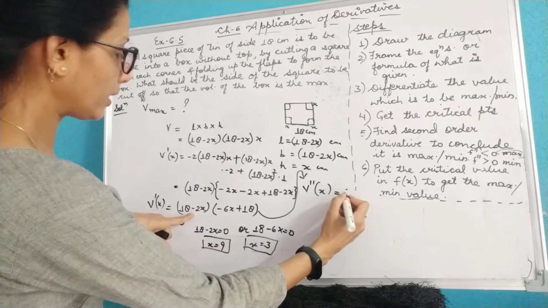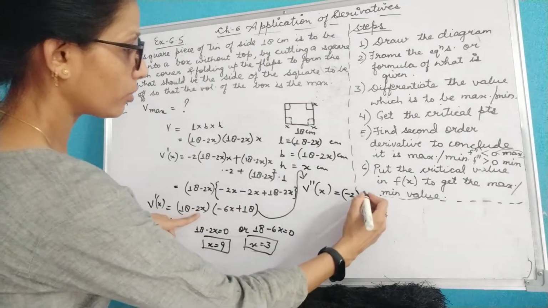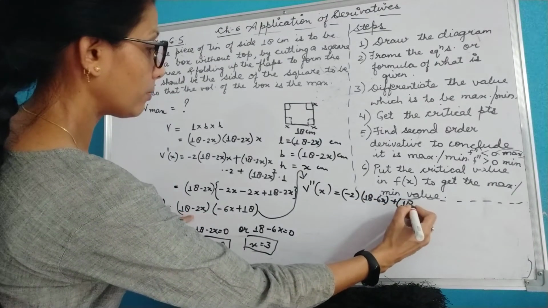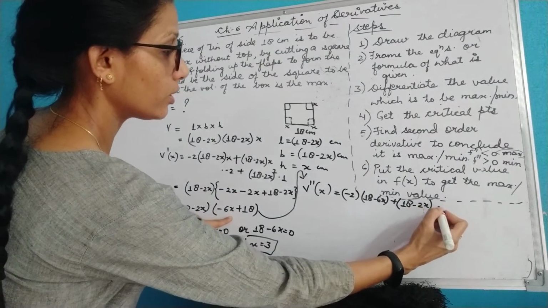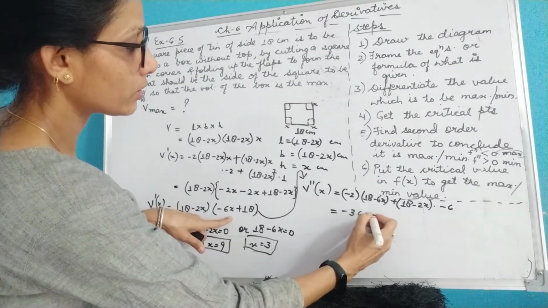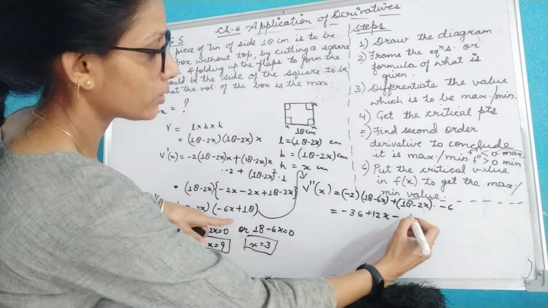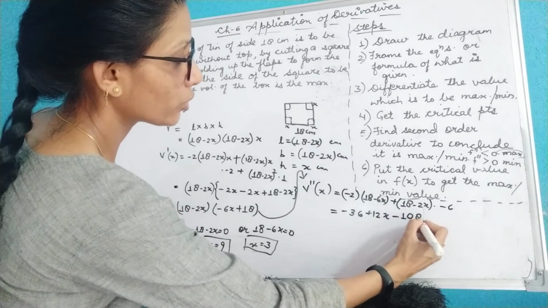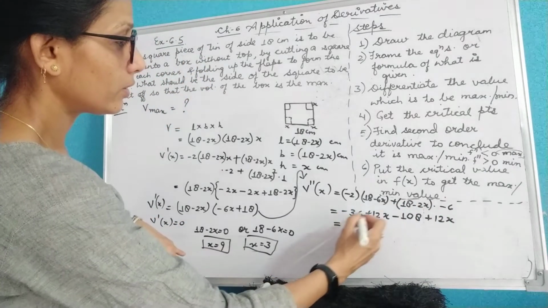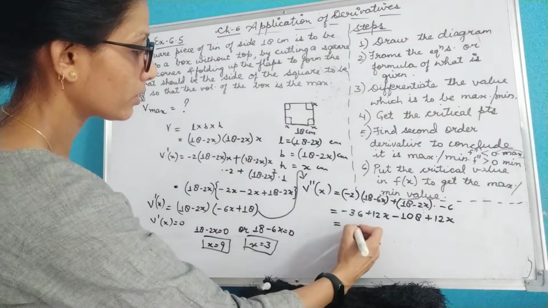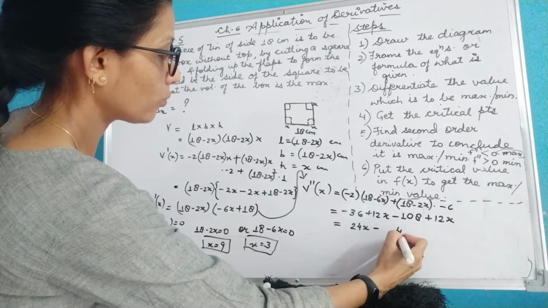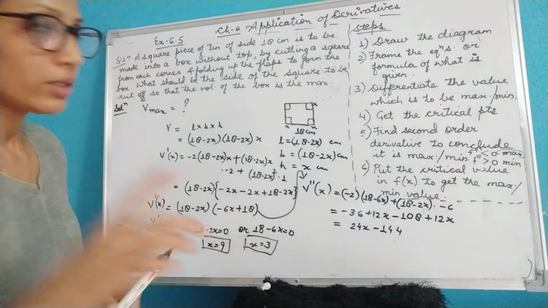So this is minus 2 over here. Differentiation of this: 18 minus 6x as it is, plus 18 minus 2x as it is. The differentiation of this will give me just minus 6. So I will be getting it as minus 36 plus 12x minus 108 plus 12x. So here this is giving me 24x minus 144.